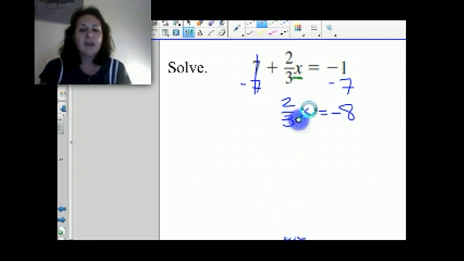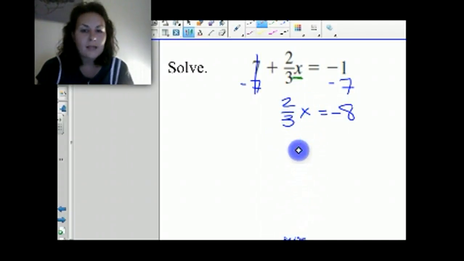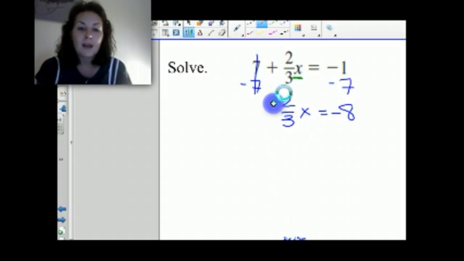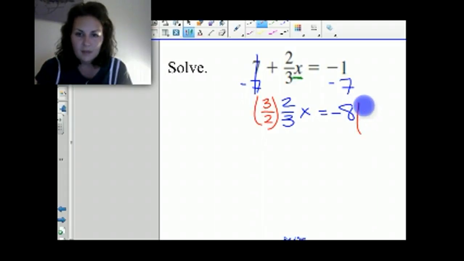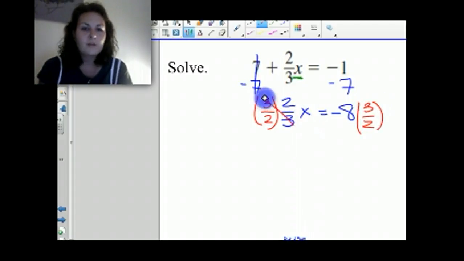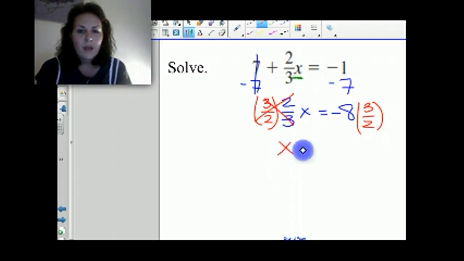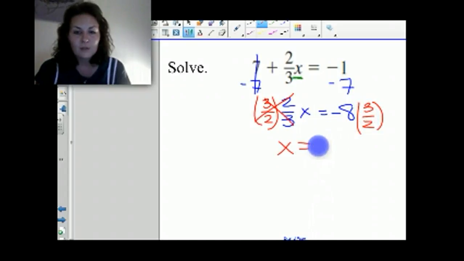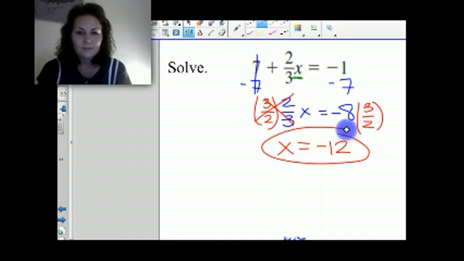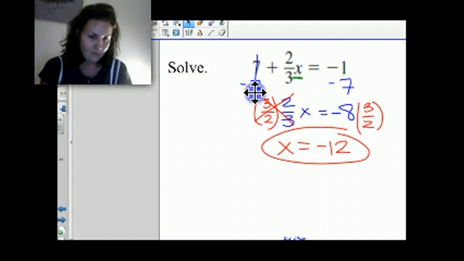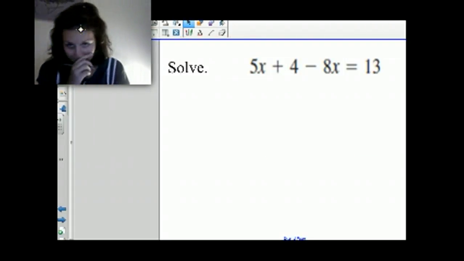Now, 2/3 times x, instead of dividing by a fraction, we're going to multiply by its reciprocal, 3/2. So my 3's cancel, my 2's cancel. I'm left with x equals negative 8/3. Negative 8 divided by 2 is negative 4 times 3. X equals negative 12.